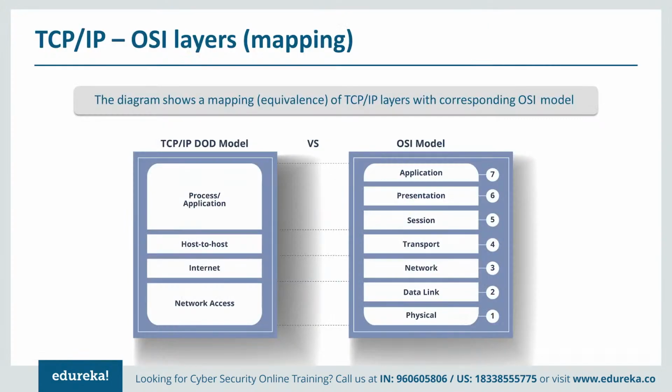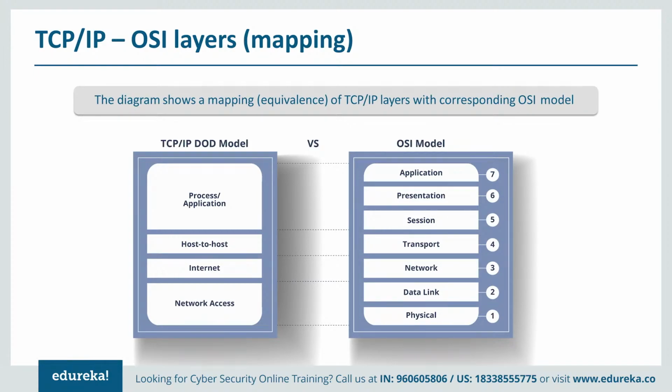TCP/IP. The only difference is the top four layers will be converted into a single one. This is the regular TCP/IP model. The network layer, the data link layer and the physical layer are combined. The data link layer and the physical layer become a single one, the network access layer.